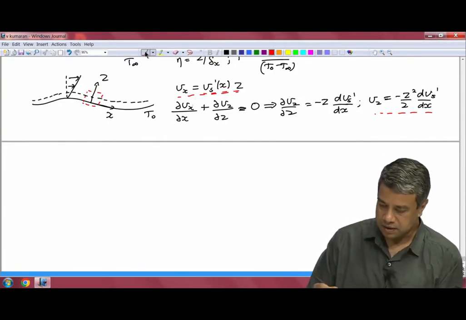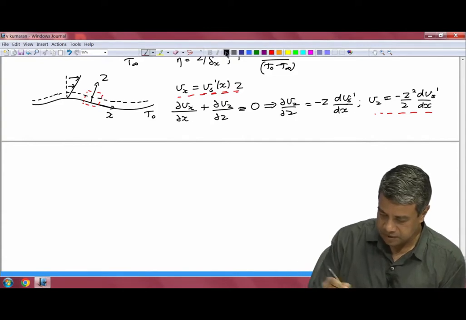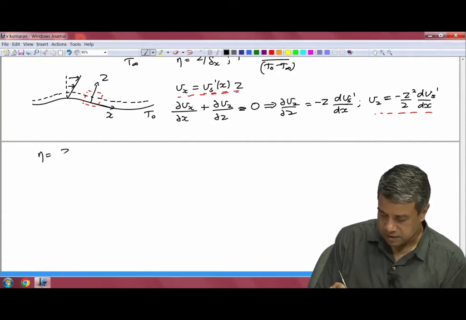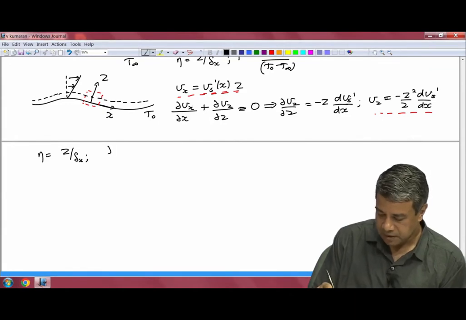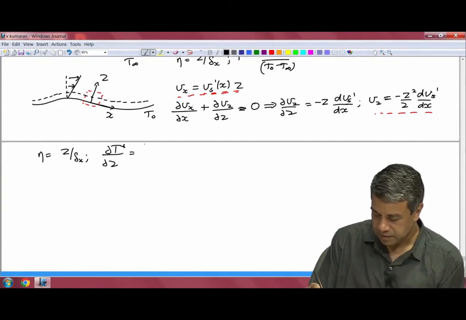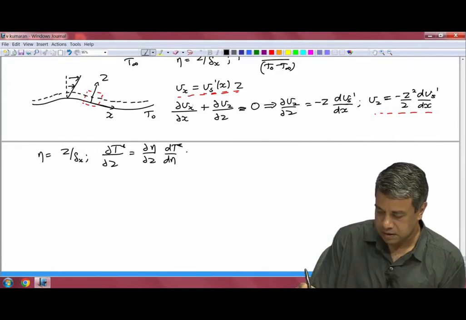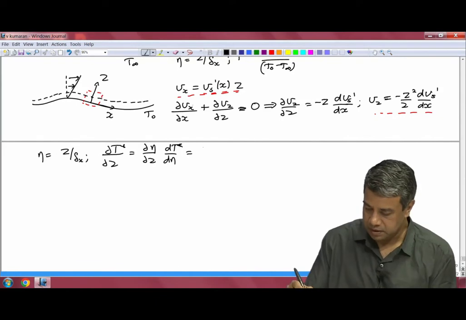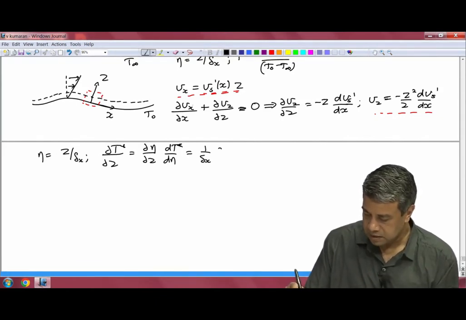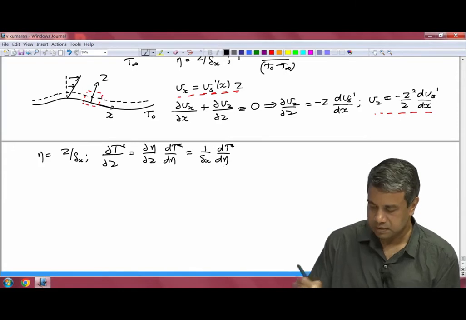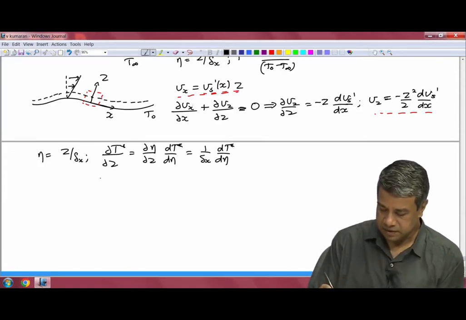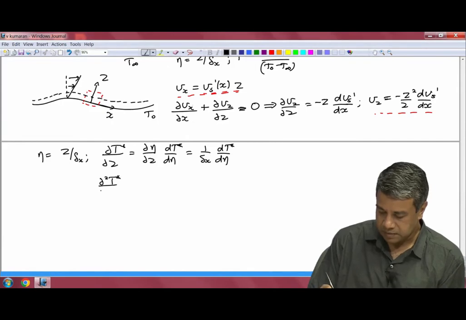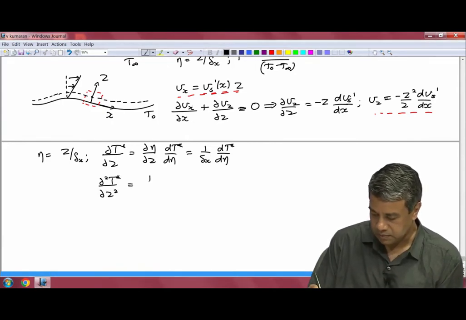Okay. Recall that we had substituted eta is equal to z by delta x. Partial t star by partial z is equal to partial eta by partial z dt star by d eta, chain rule for differentiation as usual, which is equal to 1 by delta x dt star by d eta. That is the first derivative. The second derivative d square t by d z square is equal to 1 by delta x square d square t star by d eta square.